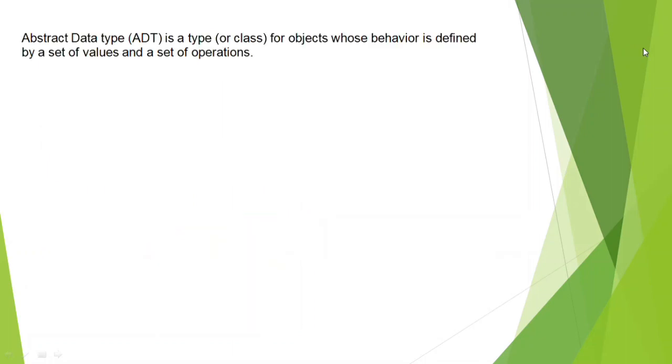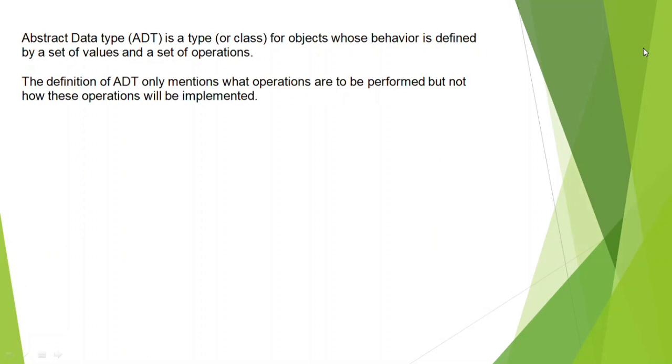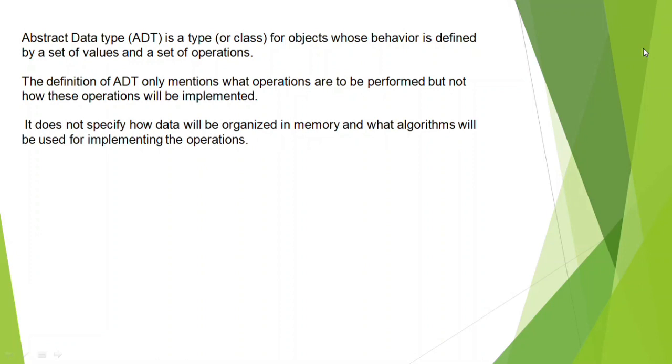What is an abstract data type? An abstract data type is a data type for objects whose behavior is defined by a set of values and a set of operations. The definition of an ADT only mentions what operations are to be performed, but not how these operations will be implemented. It does not specify how data will be organized in memory and what algorithms will be used for implementing the operations.